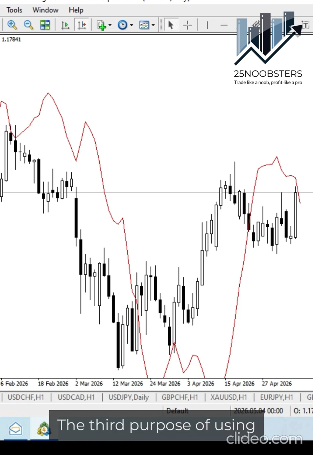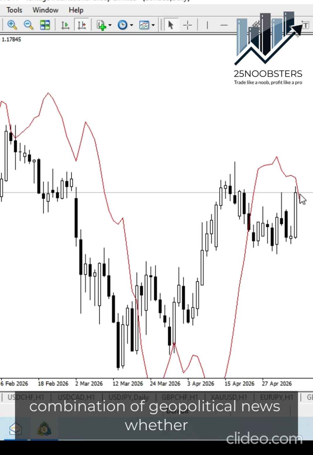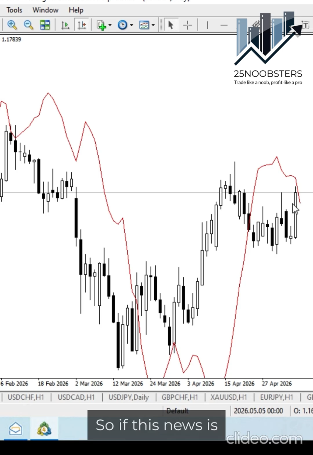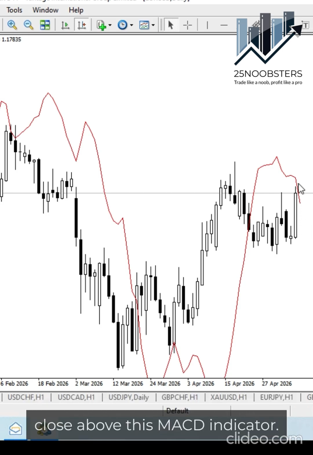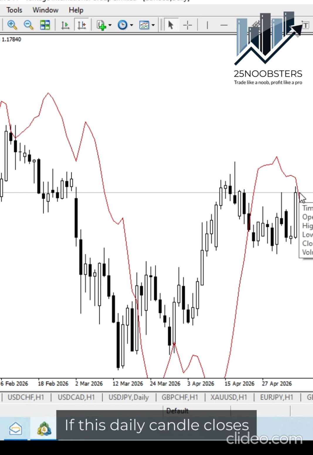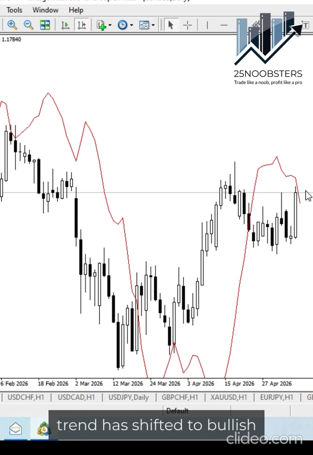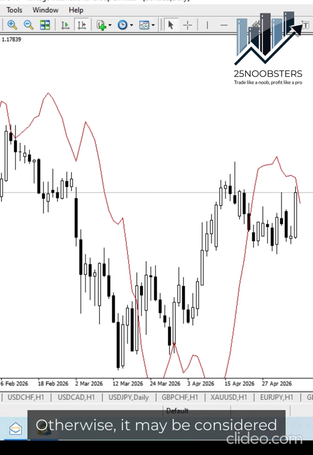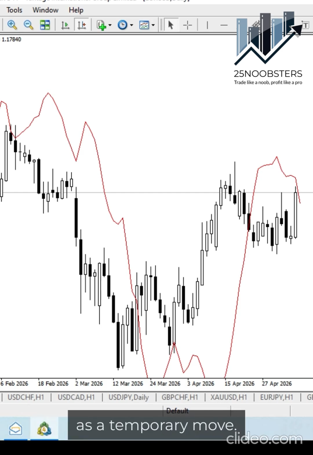The third purpose of using this indicator is in combination with geopolitical news, to see whether this is sustainable. If this news is sustainable, then Euro USD must close above this MACD indicator. If this daily candle closes above this indicator, then we have to suppose that the trend has shifted to the bullish side. Otherwise, it may be considered a temporary move.